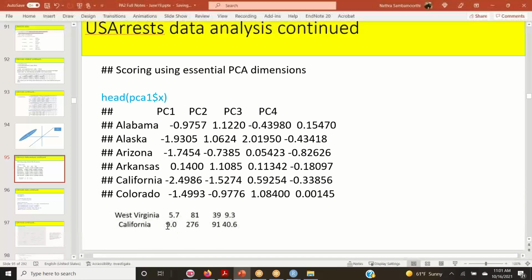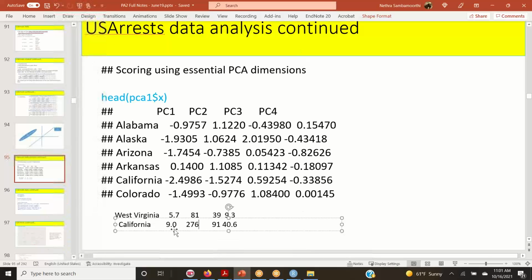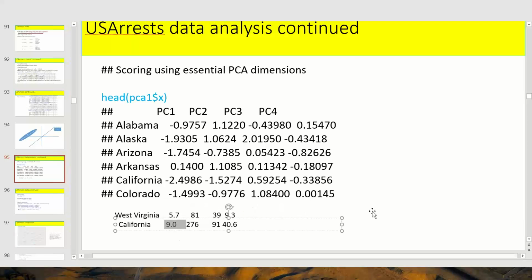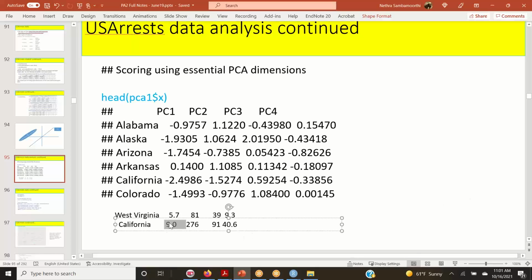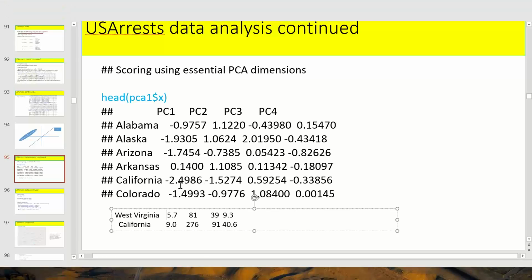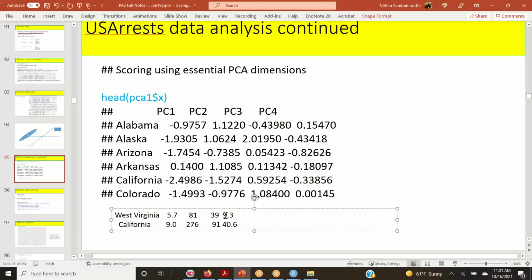So what we are saying is that now this is the murder index. This is the assault index. It's a lot of assault going on here, and also it's a huge state. A lot of assault is going on, and then some amount of murder is going on. But surprisingly, it's very high here. West Virginia, relative to the population.